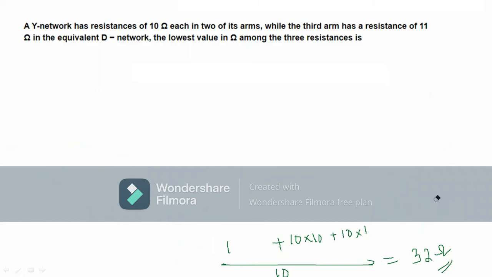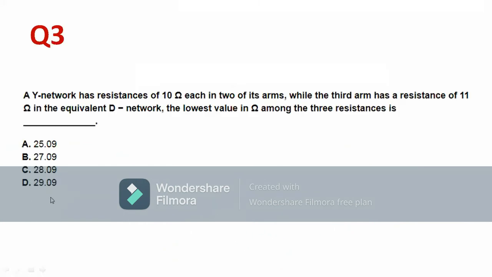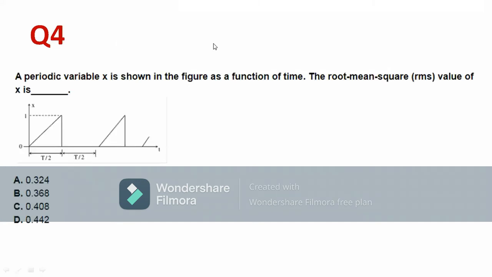You just verify the options. Let me show you the options. Yeah, 29.09. So which option should I choose, which could be the right answer? Obviously, I have to choose 29.09. That's the right answer. Okay. So try to solve it fast, as I told many times. Yeah, thank you. Question number 4.